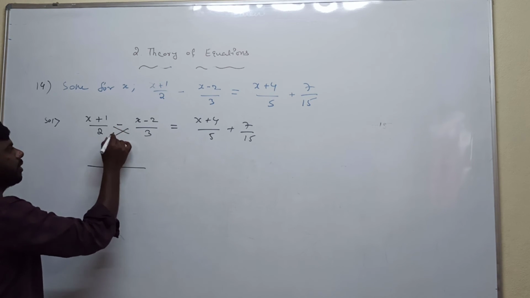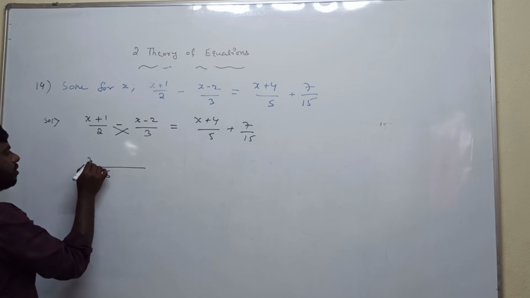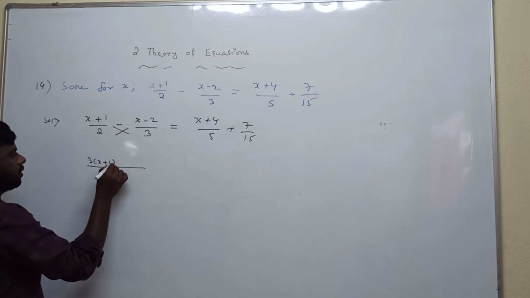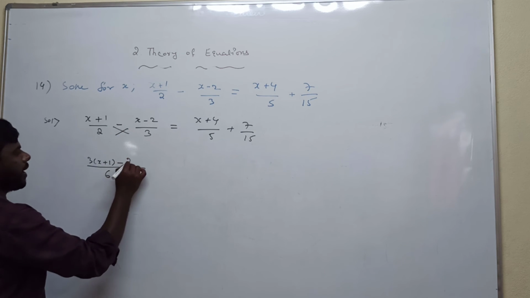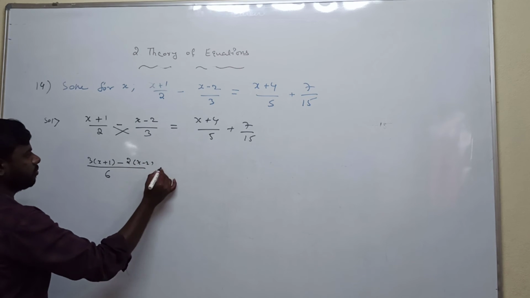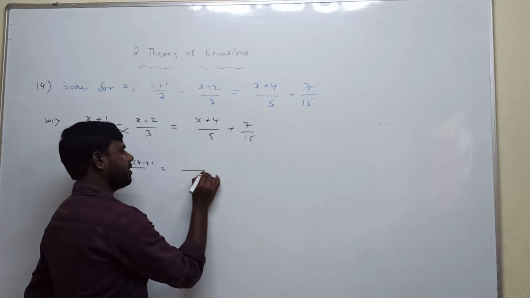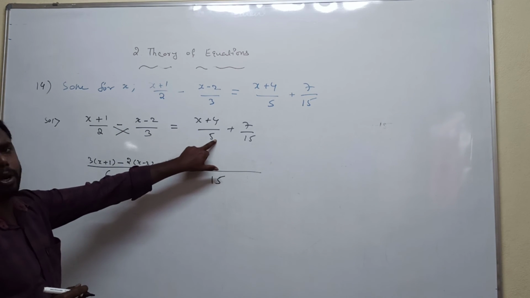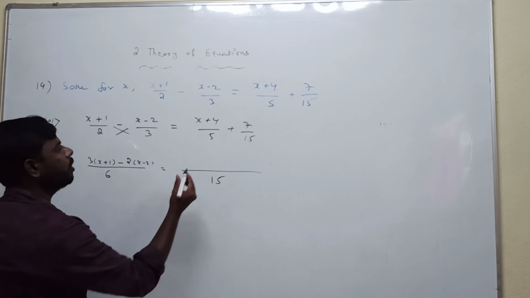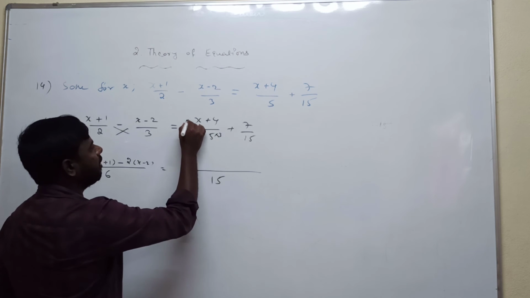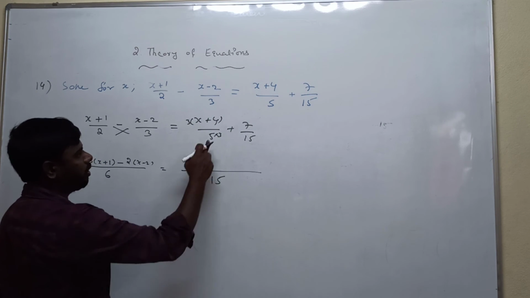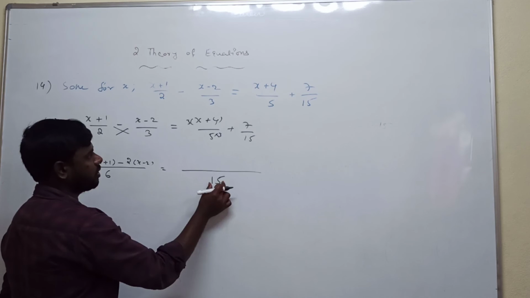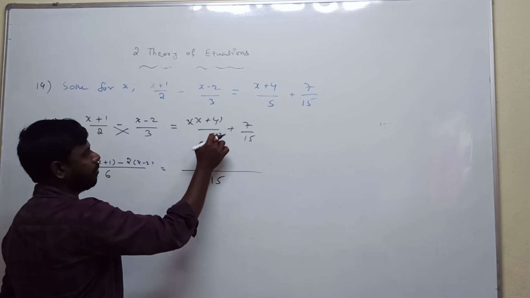After that cross multiplication, 3 into x plus 1 minus 2 into x minus 2. See here, 5 and 15, the LCM is 15. Which number multiplied with 5 gives 15? Multiply with 3, numerator and denominator both. So 5 threes are 15.